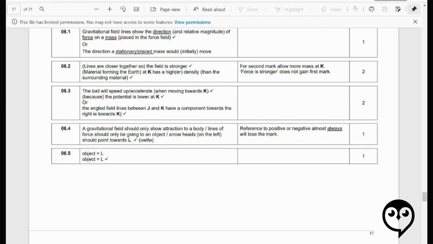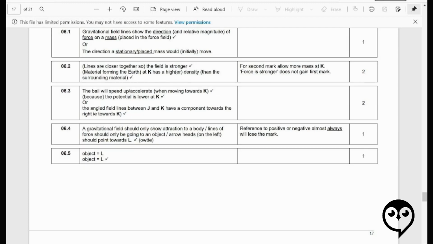Did that go the way you thought it was going to go? Nope. Okay, I guess I was thinking of a shorter radius, but that little area on the surface, we're not changing the radius. We are just having a denser region. Okay, fine. Force is stronger does not gain the first mark. For the second mark, allow more mass at K. So more mass or more density, not being closer. Very peculiar, AQA. What a dumb question.